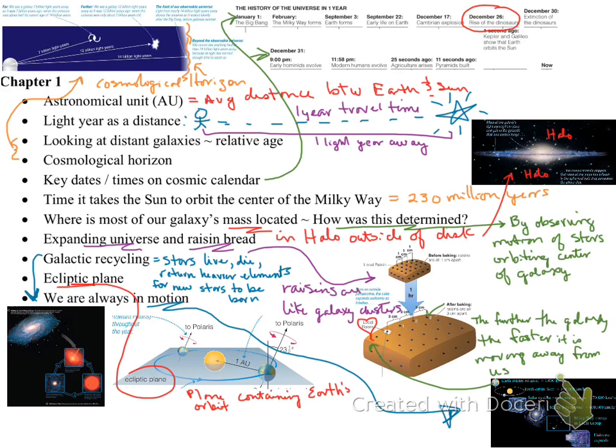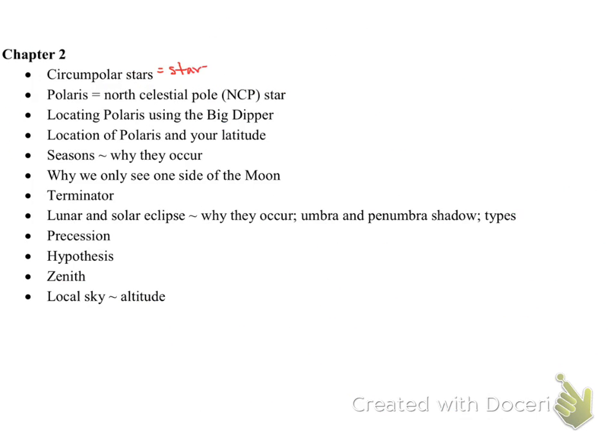So on to Chapter 2. In Chapter 2, starting with circumpolar stars. Circumpolar stars are stars that never set below the horizon. So actually, circumpolar stars you're going to see as kind of a bullseye in the northern hemisphere around the star Polaris. If you were to do a star trail, they would make a circle. And they will never set below the horizon. They never rise, they never set.